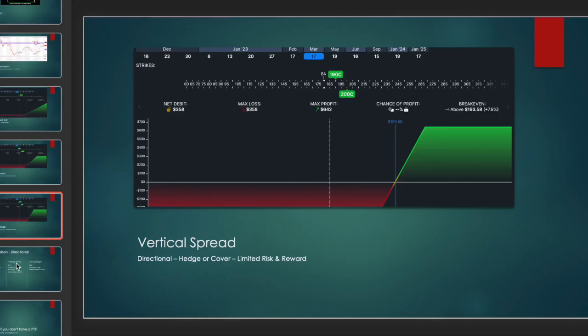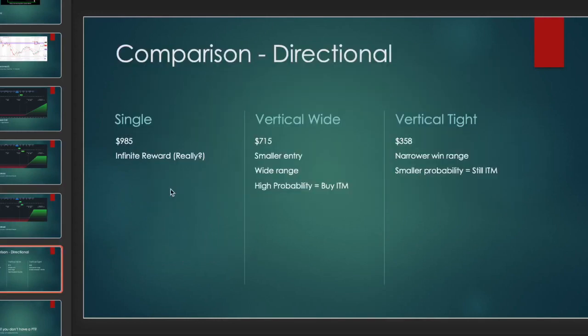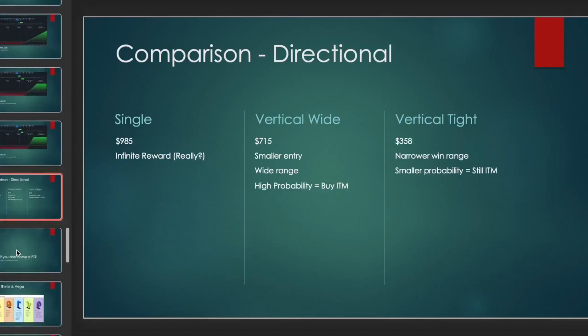So let's go ahead and look at the comparison so we can end this video, and I'll put the other one out next week. On the single, you're risking 985. On the vertical wide, we were risking 715. On the vertical tight, we were risking $350. So that's a very nice comparison on how a vertical spread can reduce your risk, or your net debit or max loss, however you want to look at it.